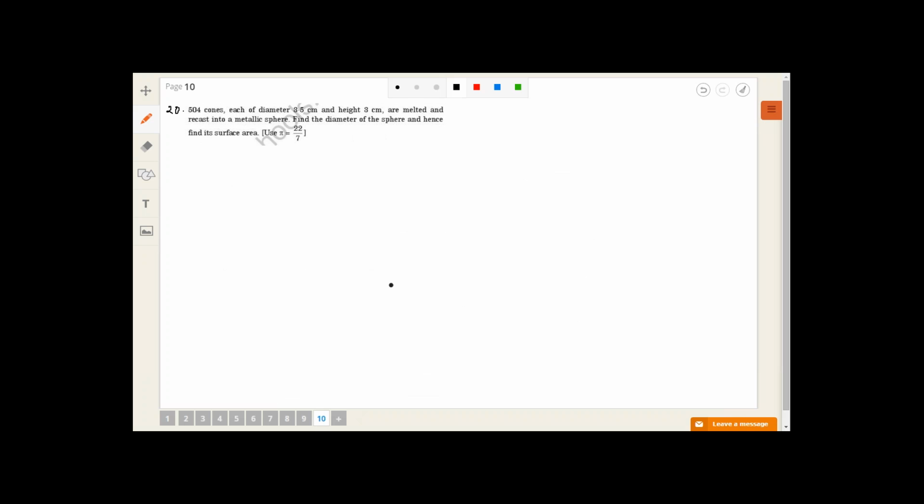Last 3-mark question. 504 cones, each of diameter 3.5 centimeter and height 3 centimeter, are melted and recast into a metallic sphere. Find the diameter of the sphere and hence find its surface area.